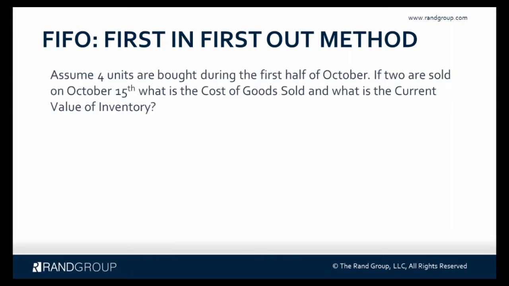Let's take an example. Assume 4 units are bought during the first half of October. If 2 are sold on October 15th, what is the cost of goods sold and what is the current value of inventory? In order to answer these questions, I have created an item and posted transactions for our review. Let's switch to NAV.